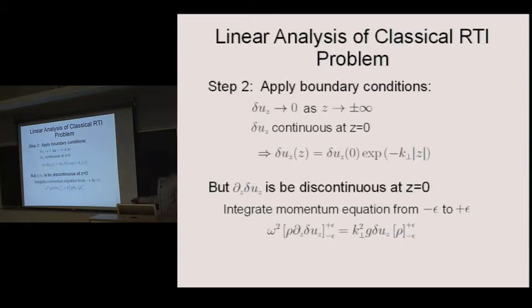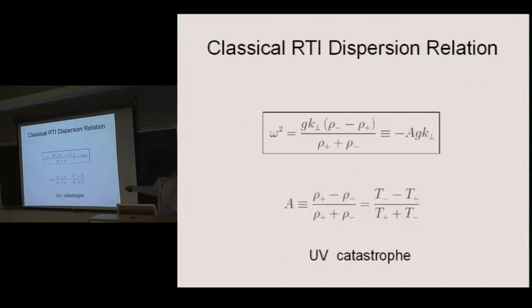So you have that the perturbation is continuous at z equals 0, but the vertical derivative of the perturbation is actually discontinuous. And only certain values of this are allowed, and that's what gives you the dispersion relation. You can derive this by integrating some form of a momentum equation across the interface. You end up with this equation. And when you plug this solution into here, you end up with this dispersion relation. And this is the classical Rayleigh-Taylor dispersion relation.